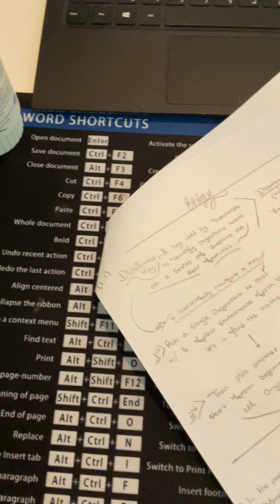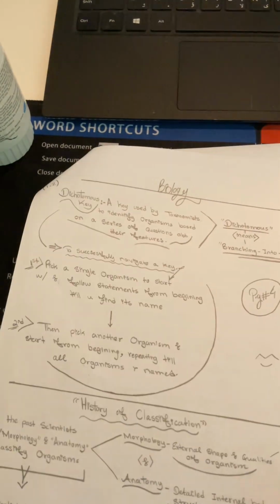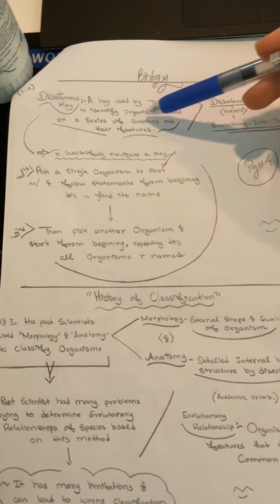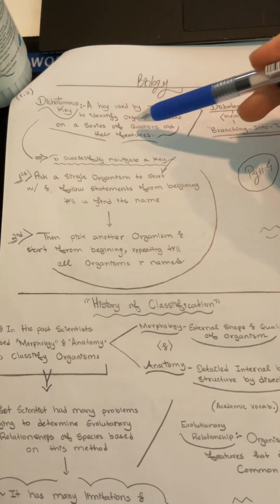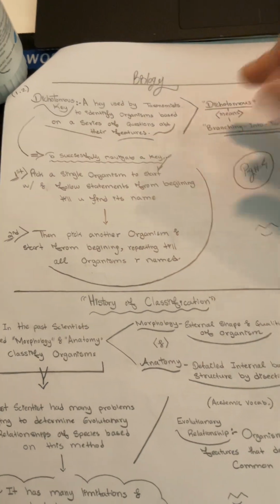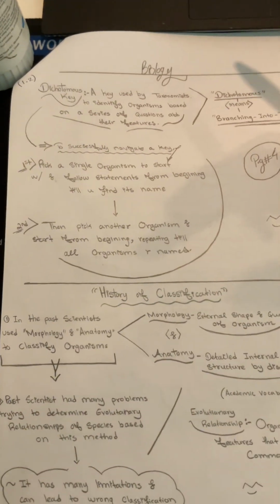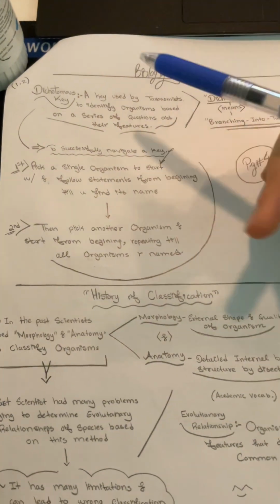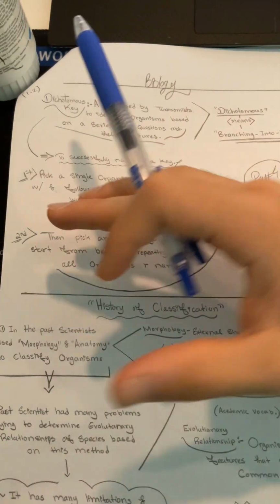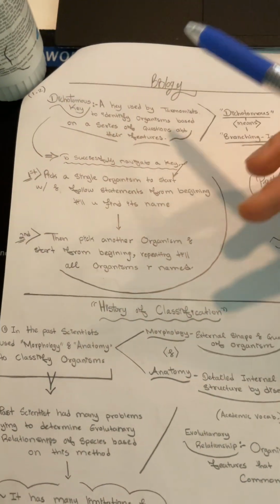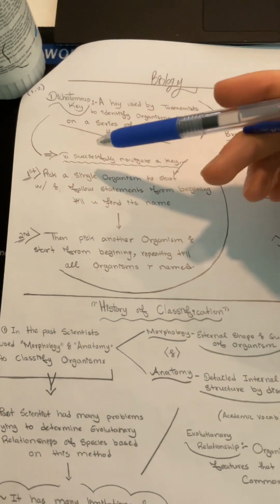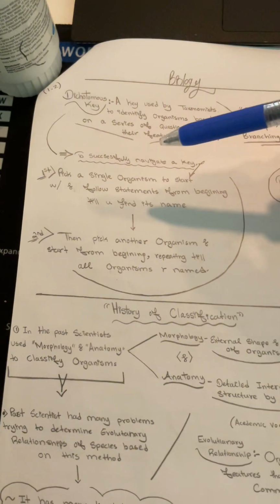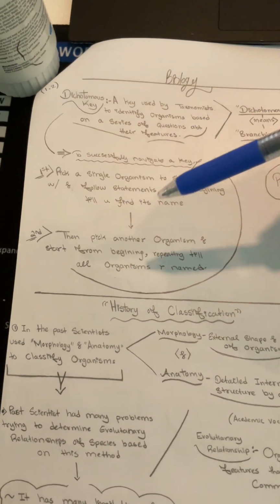The dichotomous key. A dichotomous key is a key used by taxonomists to identify organisms based on a series of questions about their features. They use this key to identify organisms based on a series of questions, usually yes or no, based off their features. So to successfully navigate a dichotomous key, pick a single organism to start with and follow statements from the beginning till you find its name.